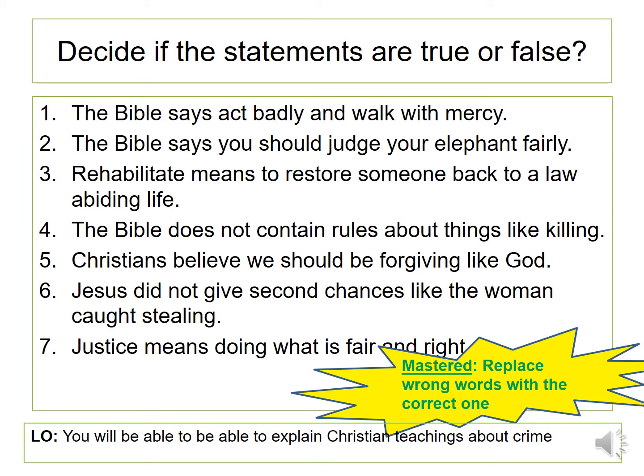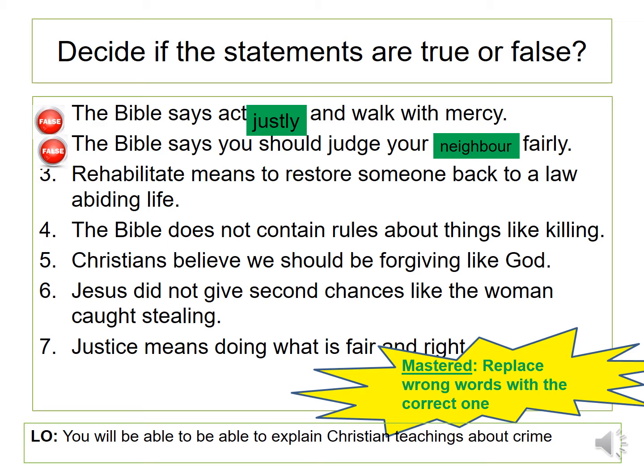Decide if the statements are true or false. The mastered task is to replace wrong words with the correct one. Number 1, the Bible says, act badly and walk with mercy. That is false because the Bible says, act justly and walk with mercy. Number 2, the Bible says you should judge your elephant fairly. Clearly that is false. You should judge your neighbour fairly.